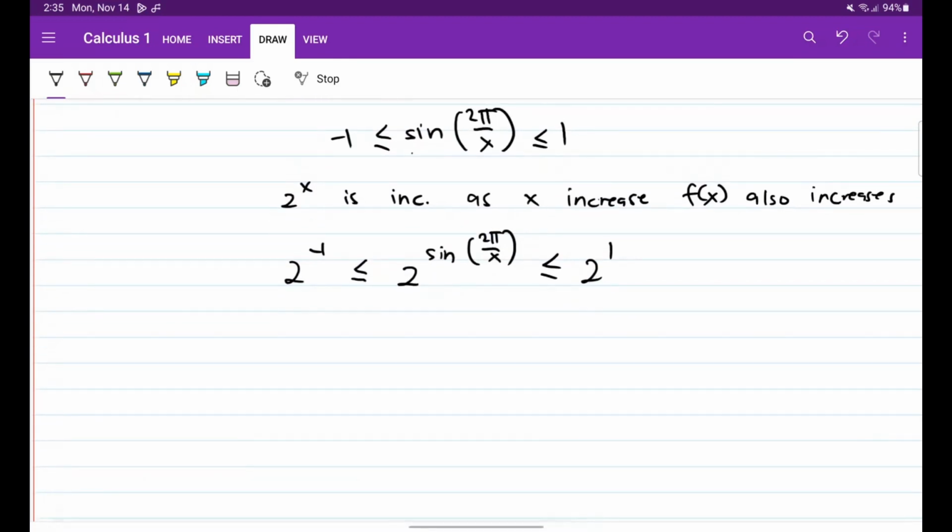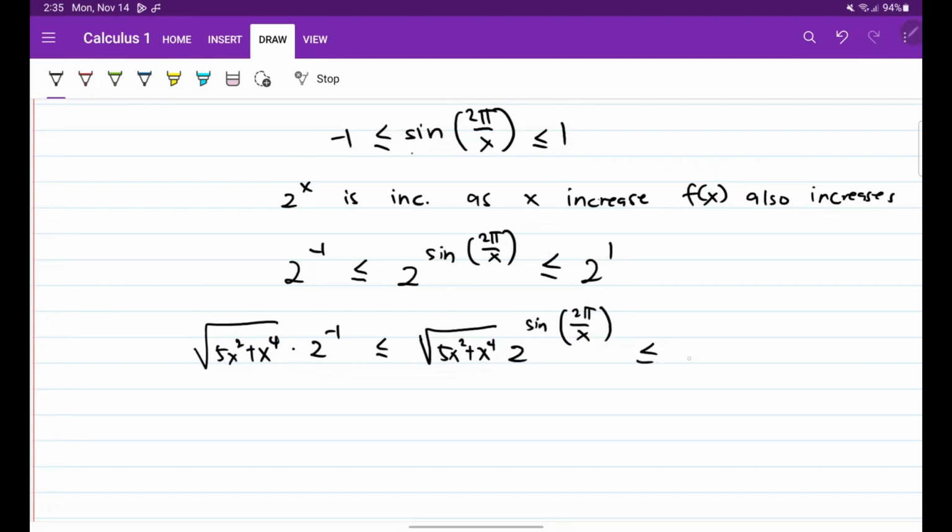So, multiply natin. So, square root ng 5x squared plus x to the 4 times 2 to the minus 1 is less than or equal to square root ng 5x squared plus x to the 4 times 2 to the sine 2 pi over x, less than or equal to square root ng 5x squared plus x to the 4 times 2 to the 1. Okay? So ngayon, what we can do is to now get the limit of all of these expressions.